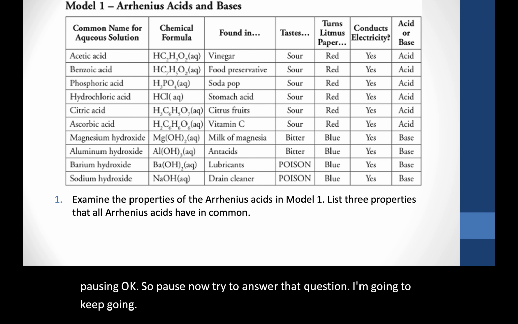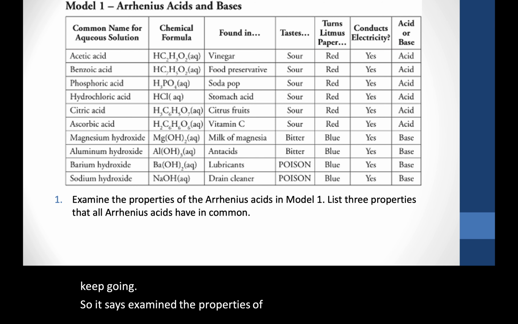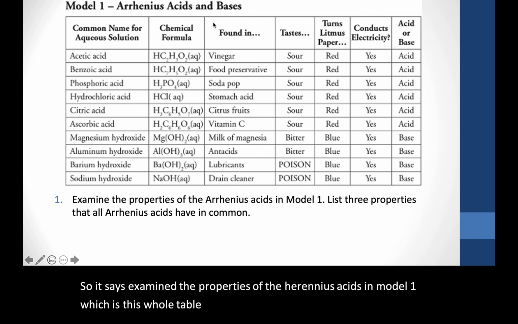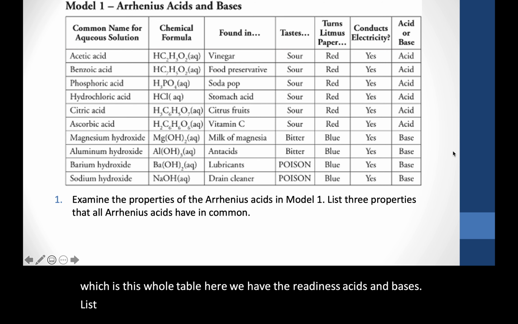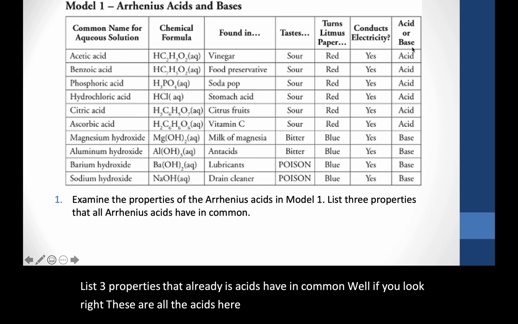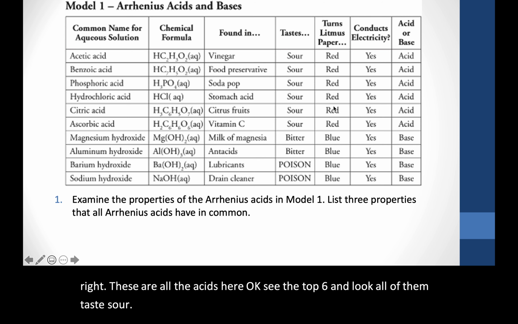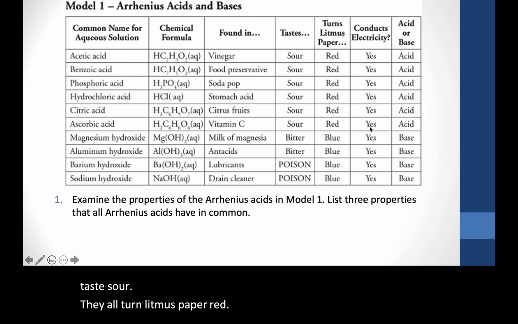It says, examine the properties of the Arrhenius acids in Model 1, which is this whole table here. We have Arrhenius acids and bases. List 3 properties that all Arrhenius acids have in common. Well, these are all the acids, the top 6. And all of them taste sour. They all turn litmus paper red, and they all conduct electricity. That's everything I can get out of this table.